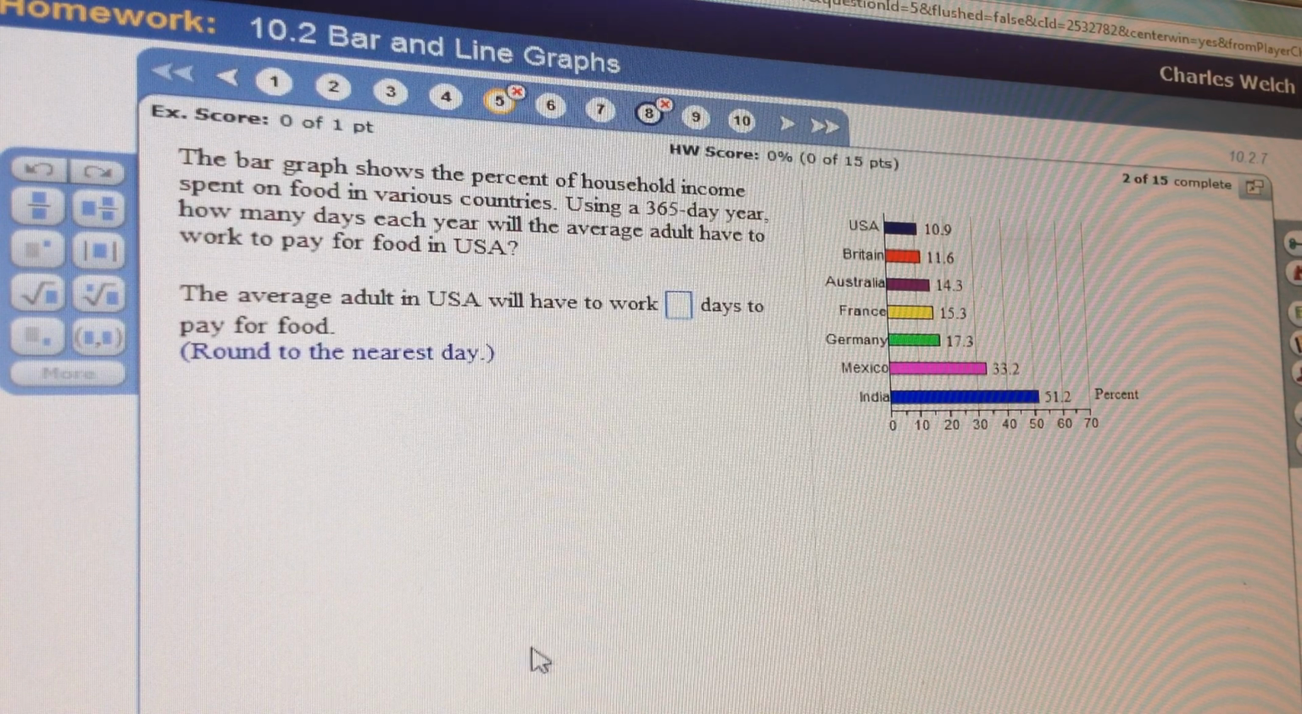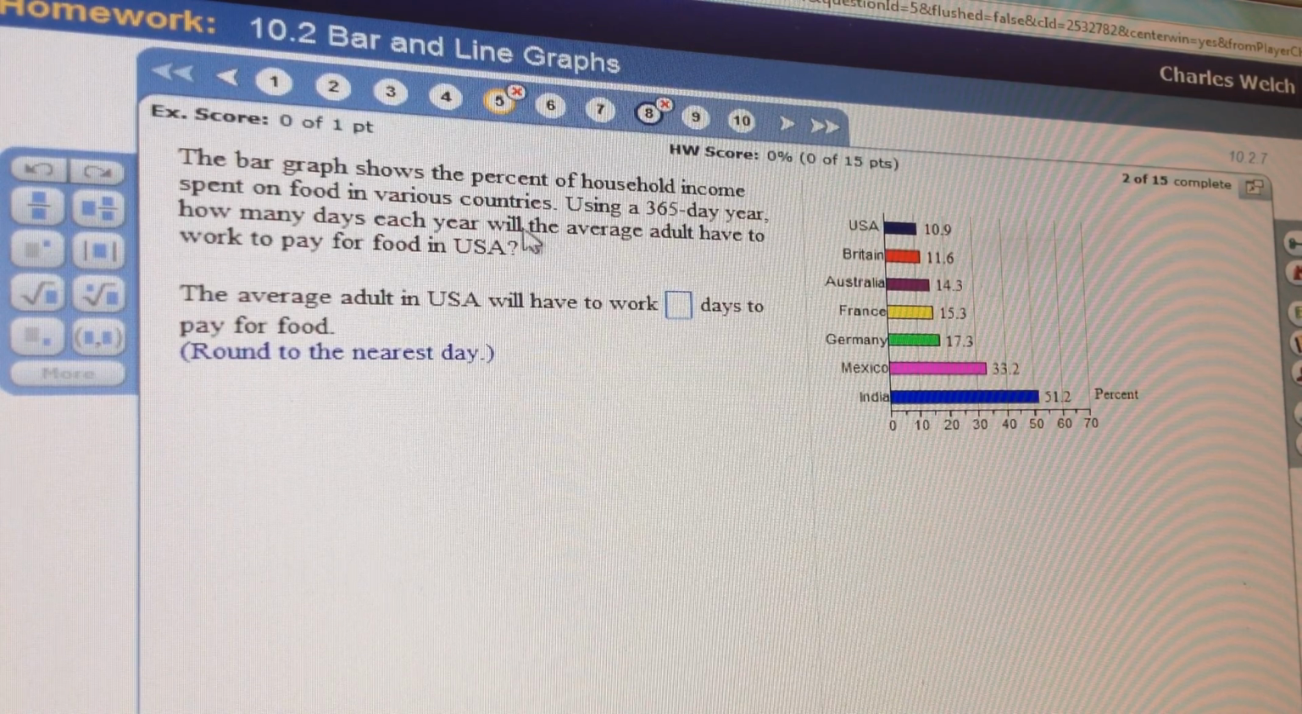This bar graph shows the percent of household income spent on food in various countries using a 365-day year. How many days each year will the average adult have to work to pay for food in the USA? Well, this particular bar graph can be a little deceptive. We're talking about a 365-day year. Now these numbers here are not actual days.